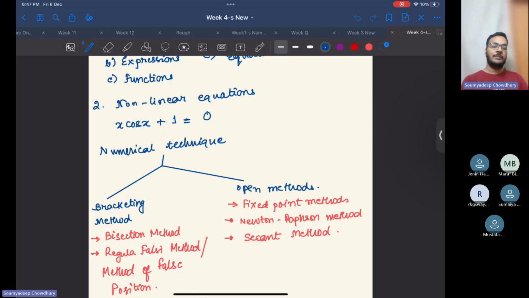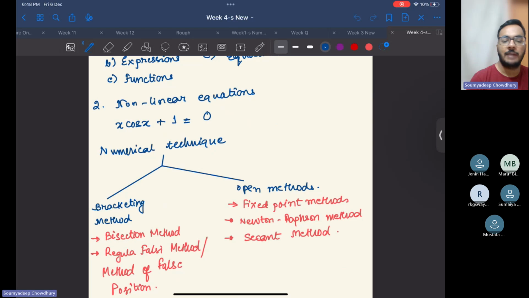I'll describe what the difference is between the bracketing methods and the open methods. In a bracketing method, an interval will be given to you, and your root will lie within that interval. So your root is being bracketed by that interval. That's why it is called a bracketing method. Whereas in open methods, we have an initial guess to the solution. We don't have an interval or something of that kind. So those are open methods.